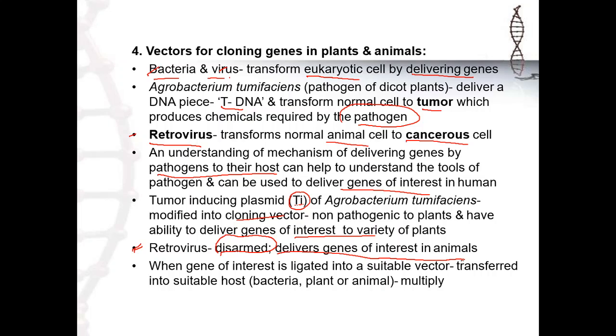Retrovirus disarms the host cell and delivers the genes of interest into the animals, so that the resulting animals, when their genes replicate, become cancerous cells. So, when the gene of interest is ligated into a suitable vector and transferred into a suitable host, it will multiply. When the gene of interest is connected or ligated into the vector, then transferred into the host, then when the host multiplies, the gene of interest also participates in replication and also multiplies.